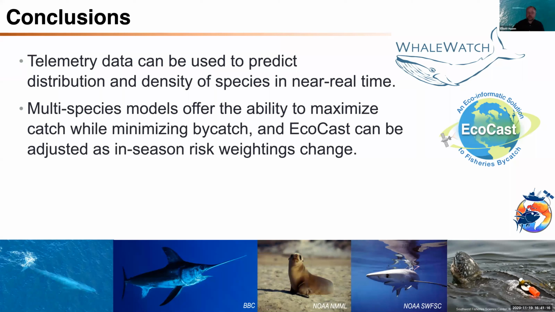And another approach, multi-species models, again, with a caveat that maybe not for 10, 15, 20 species, but these multi-species models offer the ability to maximize catch while minimizing bycatch. And they also can be dynamically adjusted as human uses and in-season risk weightings change. So this is not a tool that is meant to replace marine protected areas or supplant a lot of our traditional management approaches, but it's hopefully another tool in the toolbox, particularly when targeting species that we know are more ephemeral in the environment and are likely to face new risks in a changing climate.